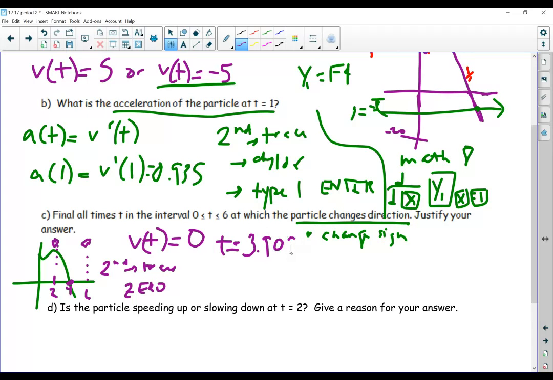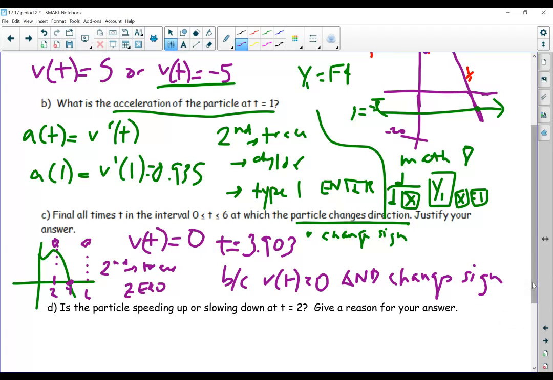All right, I got 2 out of 3 points. I've done no algebra work. That's the whole point of this, team. Now, justify my answer: because v of t equals 0 and changes sign. There you go. There's a sign change. That's all I need.